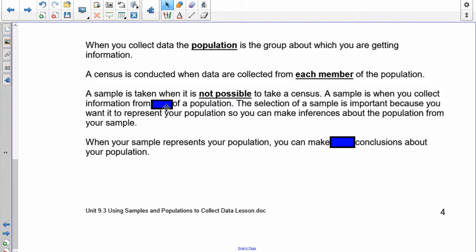So a sample is when you collect the information from part of your population. The larger your sample, the more it's going to represent your population. And once you have your sample, you can make what are called inferences. Now, an inference is when you take and you relate the sample to the population and you make your prediction. When your sample represents your population, you can make what's called a valid conclusion. And this is when you say that your sample is proportional to your population. So that your sample represents your population, and you can use your sample to make a conclusion.